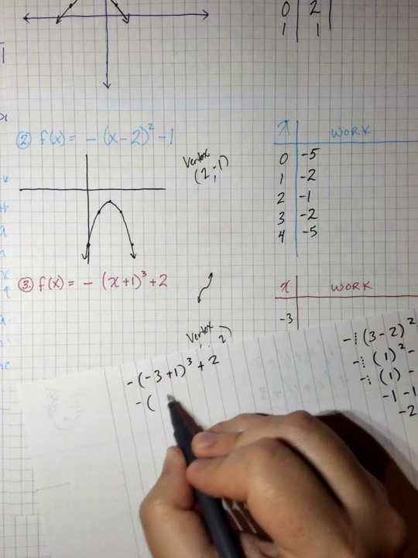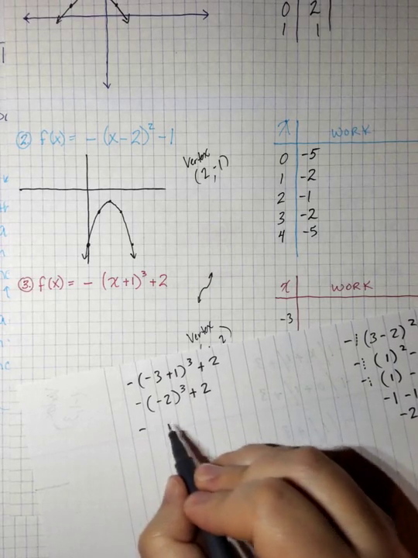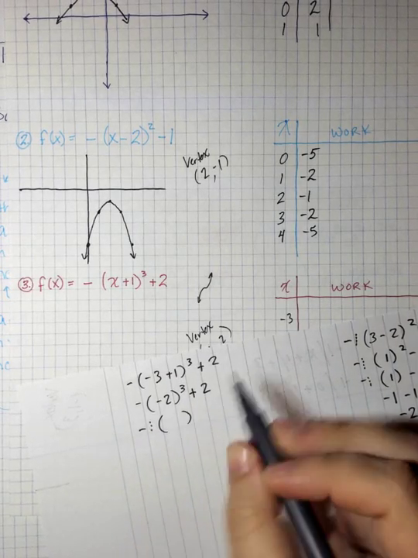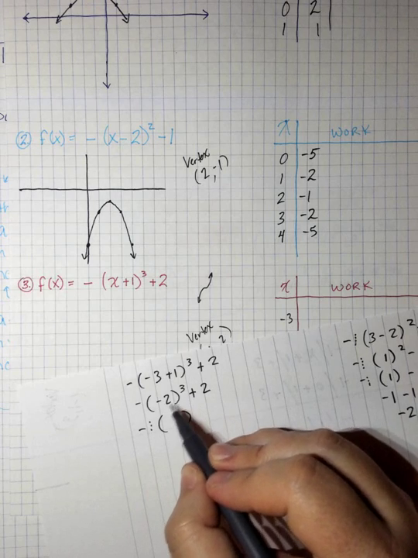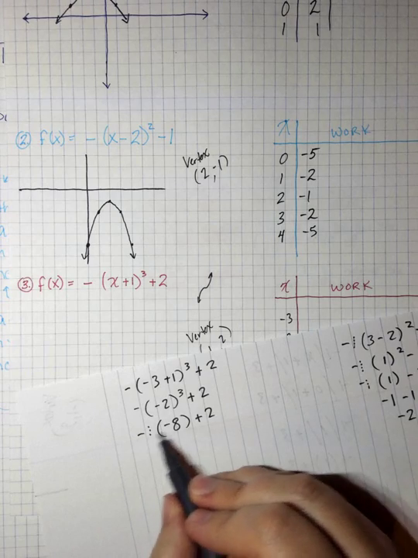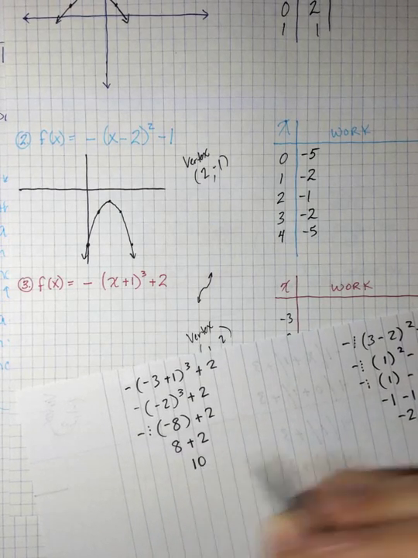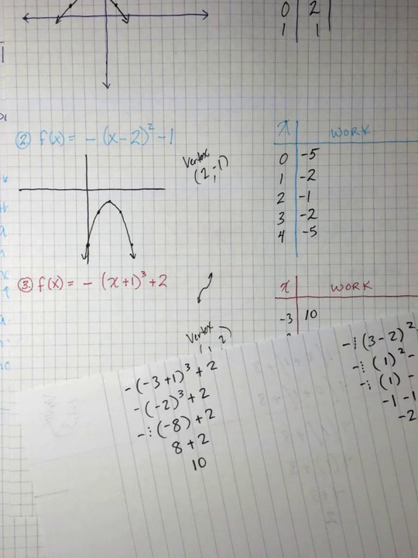Inside parentheses, negative 3 plus 1 is negative 2. Negative 2 cubed, be careful with that. It's going to be an 8, but it's going to be a negative 8 because you have 3 negative signs. Then multiply by this a value of negative 1, which actually gives you a positive 8. And 8 plus 2, we get our 10.